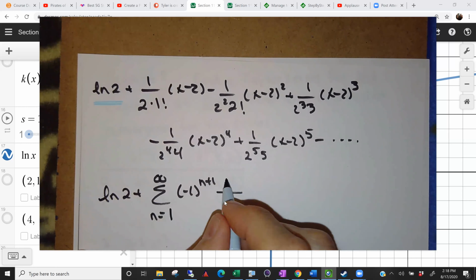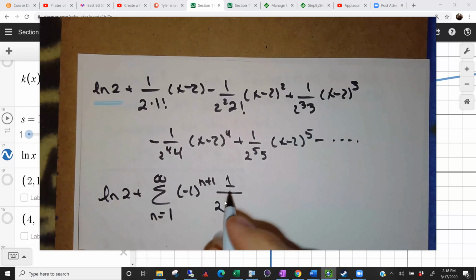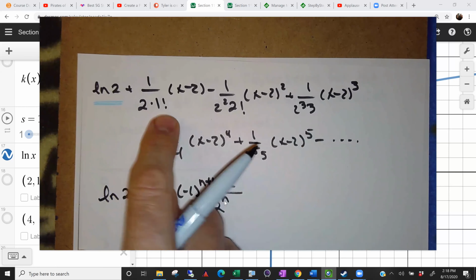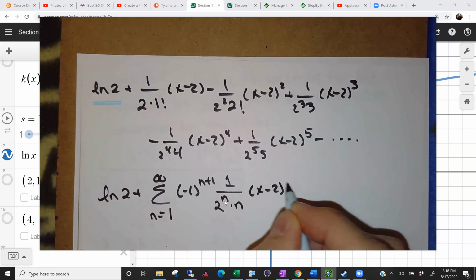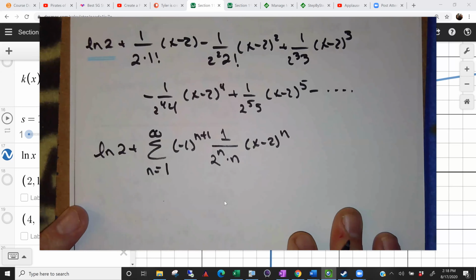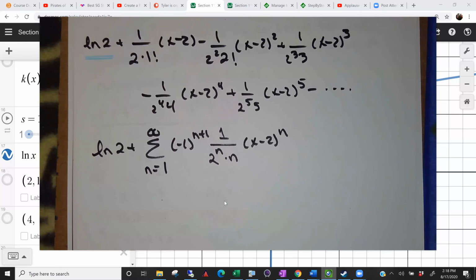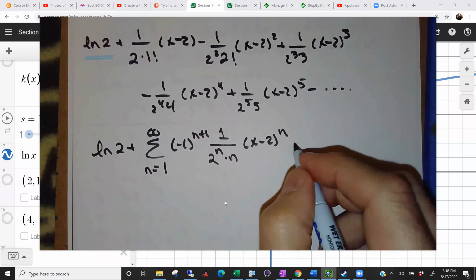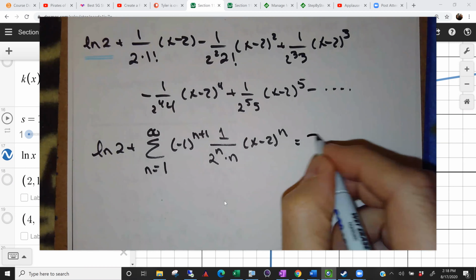We're going to have a 1 over 2 to this power. So 1 over 2 to the n. And I shouldn't be writing these as factorials anymore. So it'll just be times n, x minus 2 to the n. And that's your series. You just kind of stuck with this term out in front. That's okay. So that's your Taylor series polynomial.